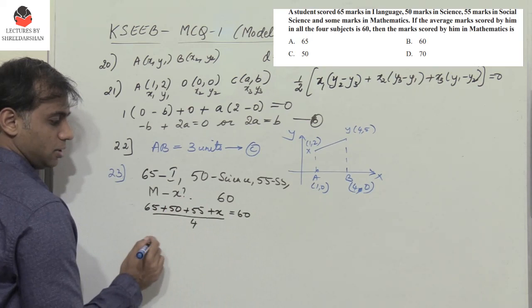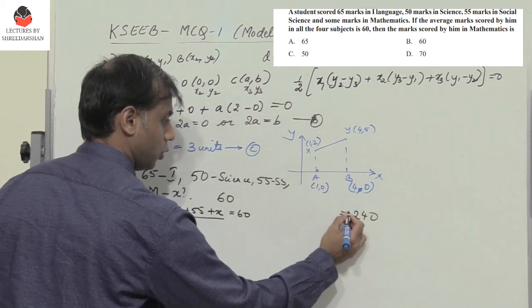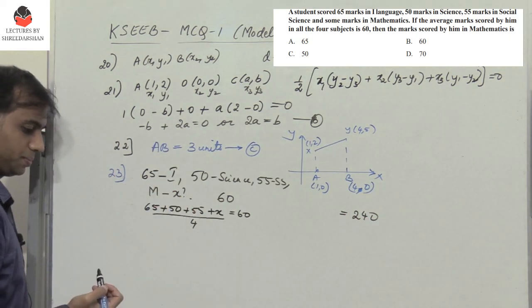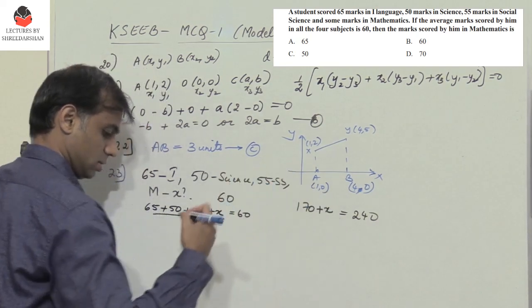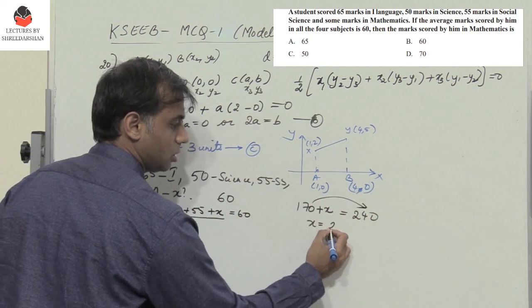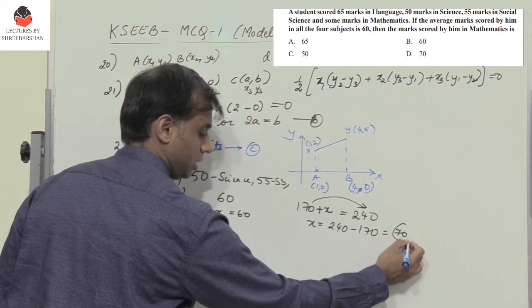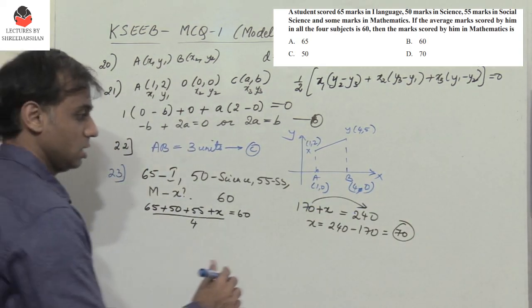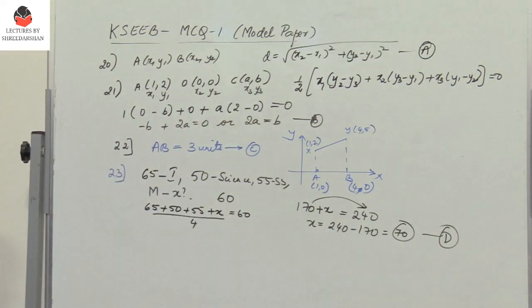So take 4 to the other side. I get 6 4s are 24, 240 equals. Let me add all these 3. When I add all these 3, I get 170 plus X. So what is X? Take 170 to the other side. 240 minus 170 gives me 70. So the student has scored 70 marks in mathematics. So that option is option D.